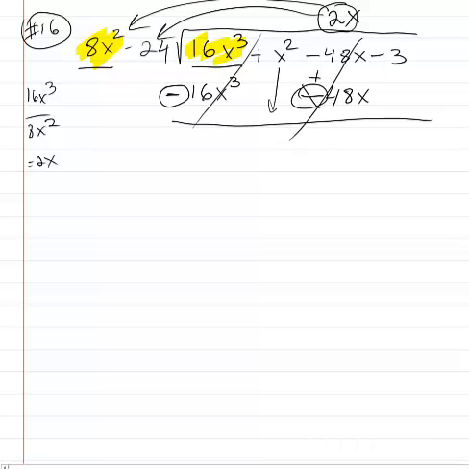And then we're going to drop down what we have. So we got x squared, and we have minus 3. So it seems we're getting some remainder right here. Now we're going to divide again. Are we getting a fraction here? Well, let's say x squared divided by 8x squared. Yeah, we're getting an 8th. So we're going to write it right here.